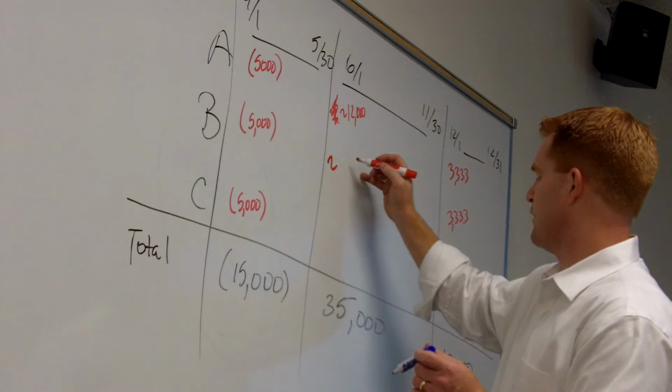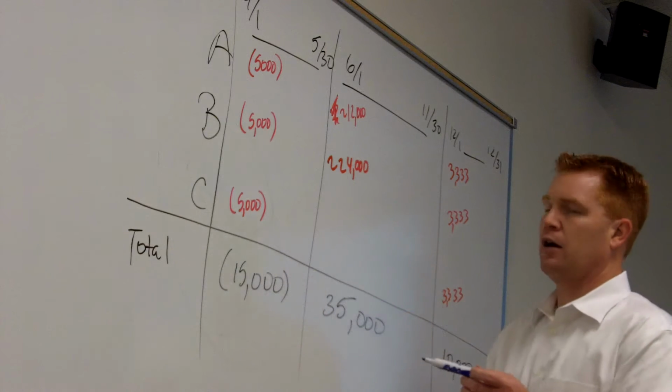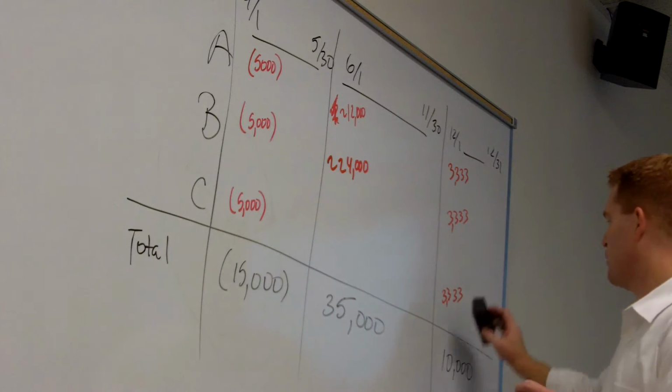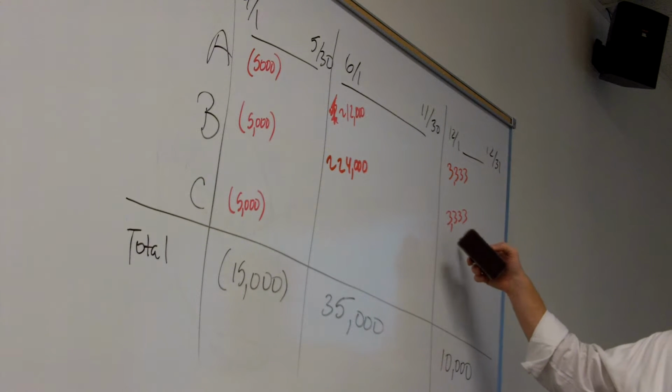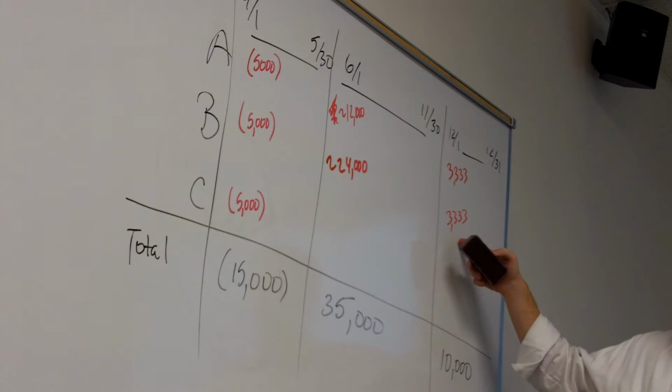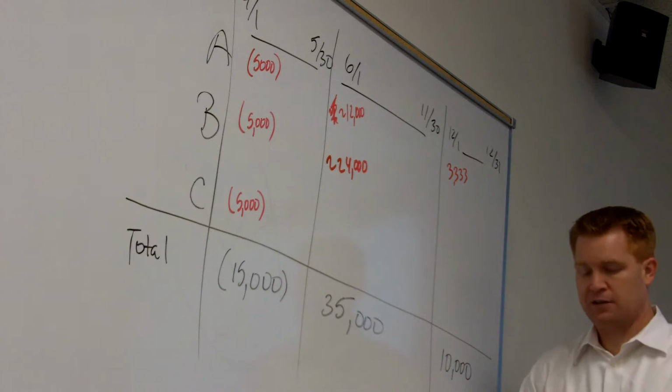Ben's getting approximately 24,000 there. We know Casey doesn't get any here because Casey doesn't own any stock. We also know Ben doesn't get anything here, right? Because Ben's dead. Sorry, Ben.